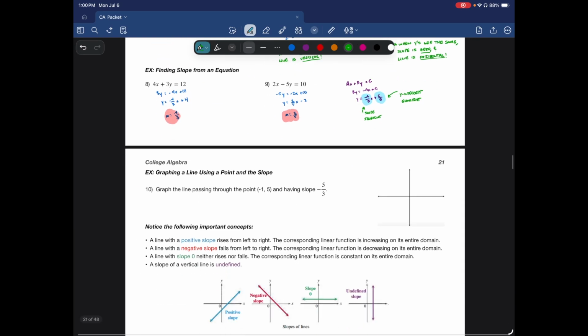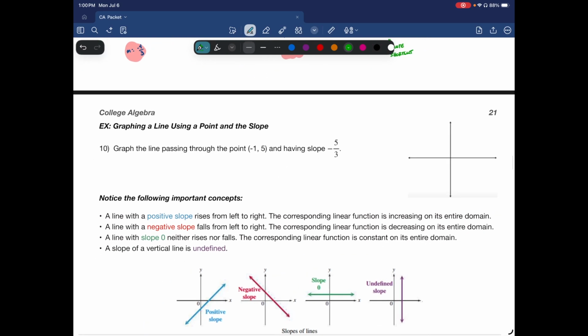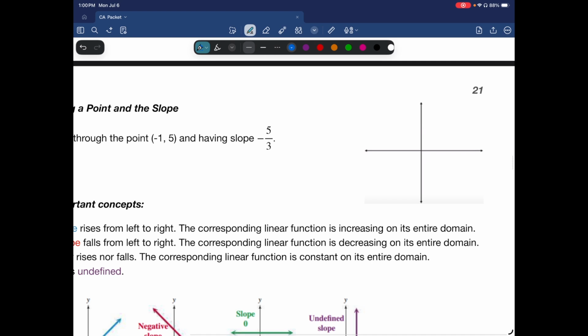All right, so number 10, it says graph the line passing through the point -1, 5, and have the slope of -5/3. So here's what we're going to do. We got -1, 5.